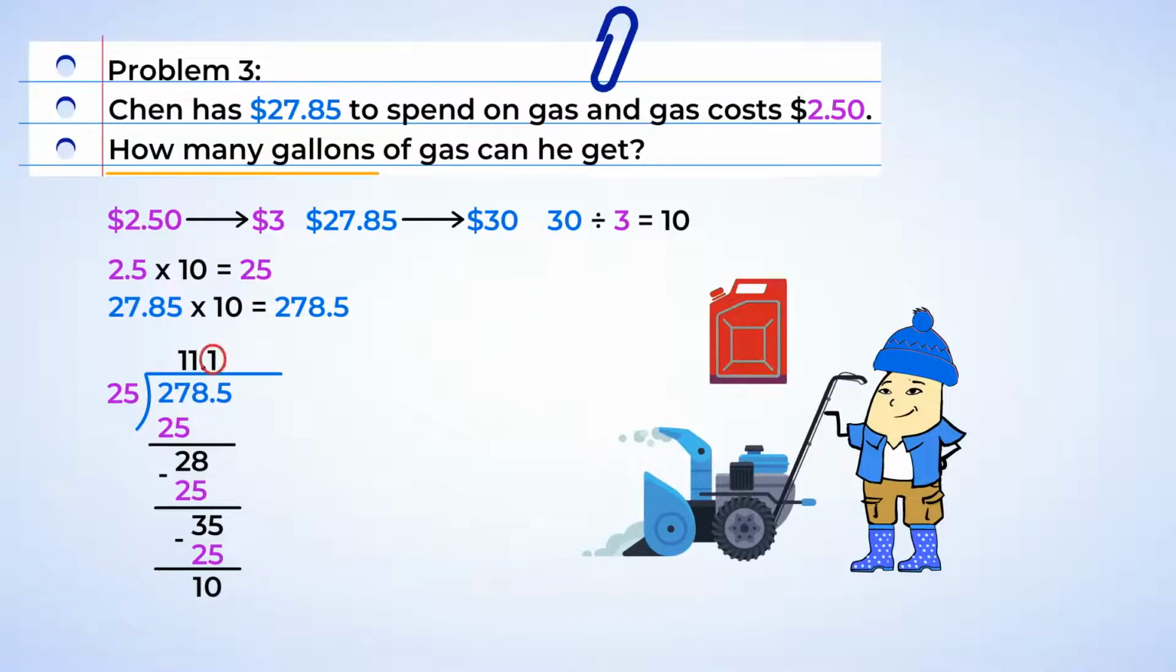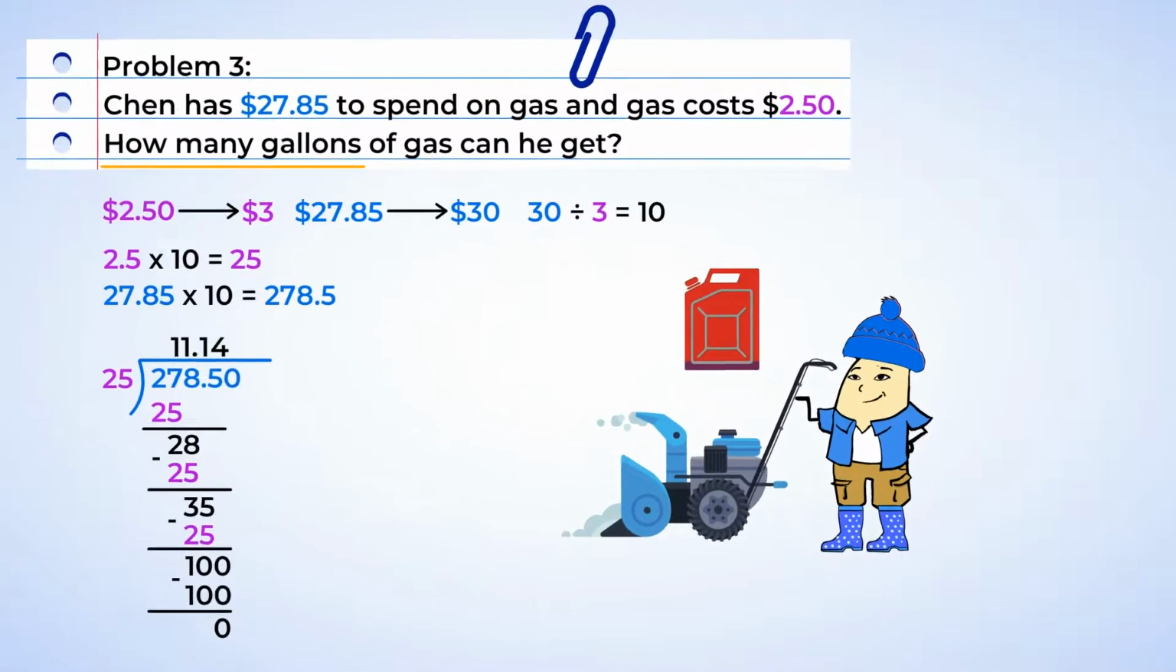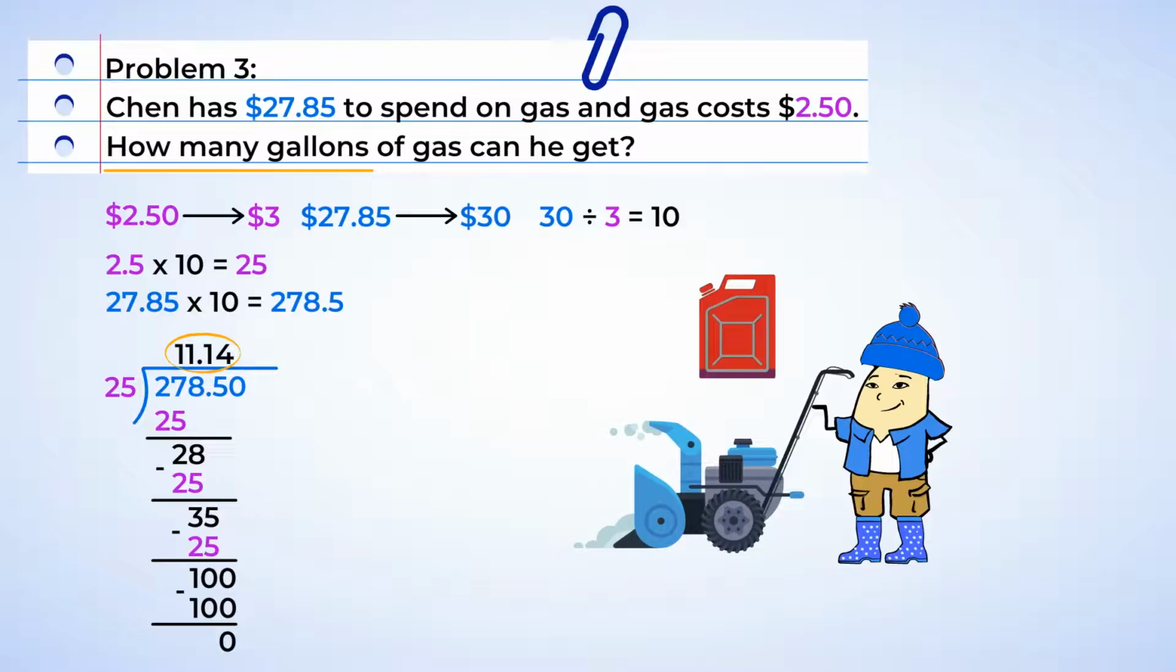So we place the 1 in the tenths place, and let's place a 0 at the end of the dividend and keep dividing. Now, when we bring down the 0, we get 100. Oh, and there are exactly 4 groups of 25 in 100. So we place the 4 in the hundredths place, multiply and subtract, no remainder. Great work! Chen can get 11.14 gallons of gas. And that seems reasonable since we estimated 10 gallons. I think that should be plenty of gas to get that snowblower going.